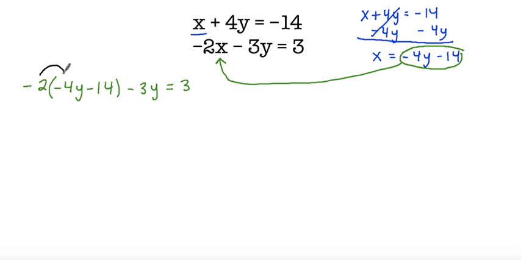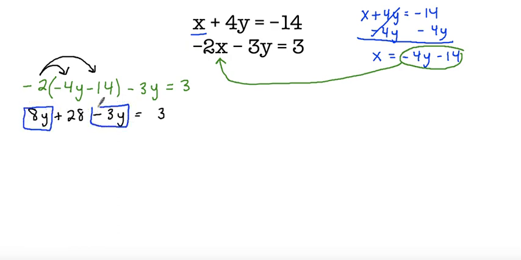So negative 2 times negative 4y is positive 8y. Negative 2 times negative 14 is positive 28. And then we have minus 3y is equal to 3. So first things first, we combine our like terms. So positive 8y and negative 3y. So we end up with 5y plus 28 is equal to 3.